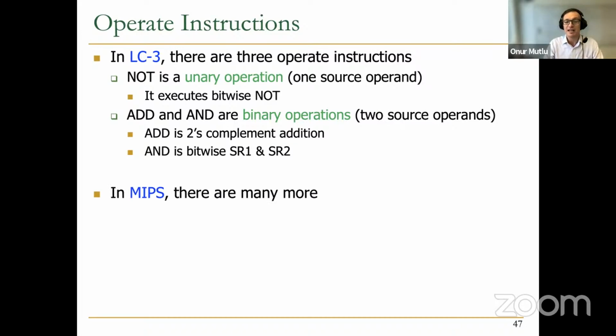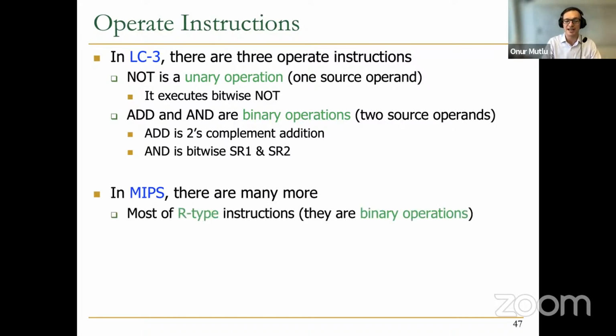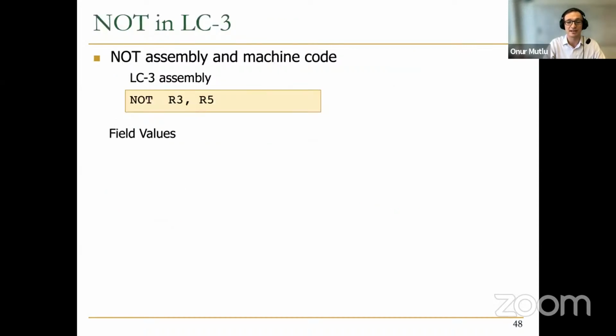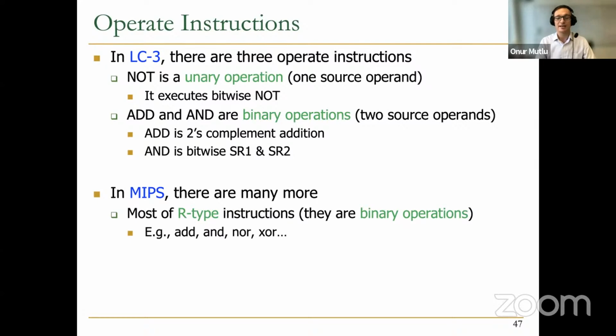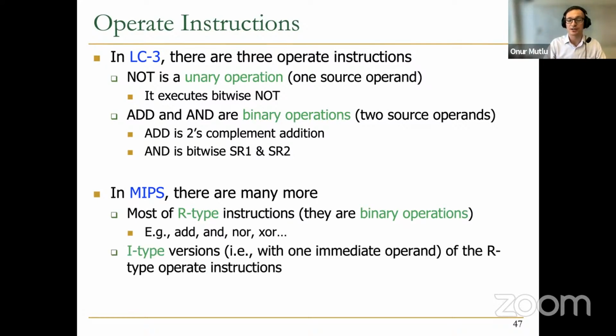In MIPS, there are many more, of course. MIPS is a real ISA. As a result, they have to cater to the needs of the higher level languages more. Most R-type instructions are binary operations. They're operate instructions, for example ADD, AND, NOR, XOR. There are I-type versions also, with 1 immediate operand, of the R-type operate instructions, as we will see.